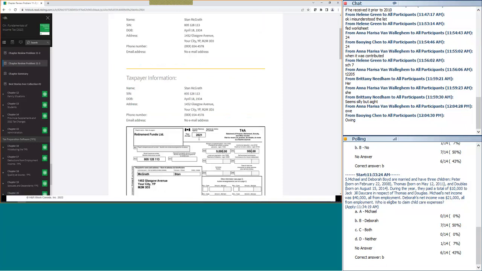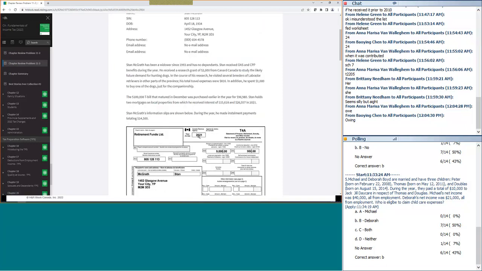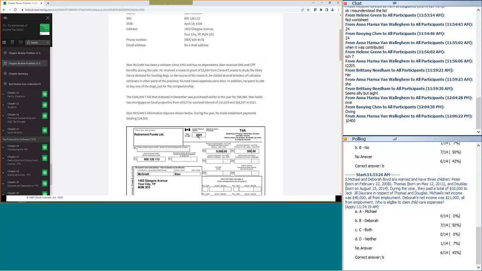All right, Stan McGrath, widower with no dependents. He has OAS and CPP, and he has a research grant. For the research grant, what line number will you put the taxable portion on? Going all the way back to Chapter 2, this is a good time to do a quick refresher. 10400, other employment income. Good. How much does he have to put on there?